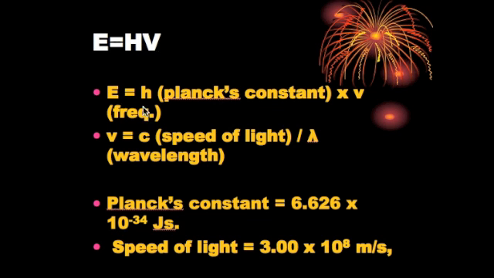Now these two formulas have set numbers. Planck's constant has a set number of 6.626 times 10 to the power of minus 34 joules per second. There we go. And the speed of light is equal to 3.00 times 10 to the power of 8 meters per second. These two are set numbers that are already fixed and will be given to you to find a certain equation.